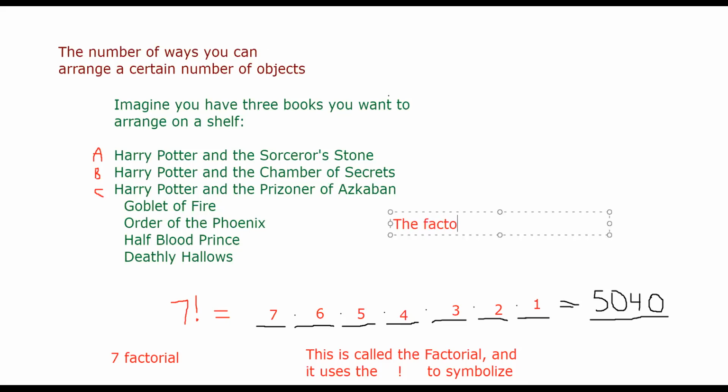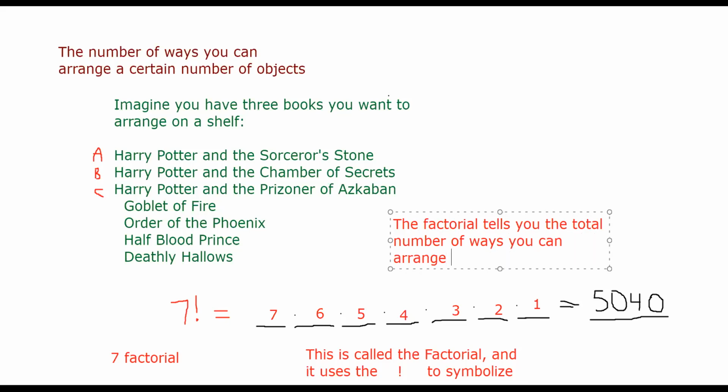The factorial tells you the total number of ways you can arrange n objects. The total number of different ways you could reorder them. And you might not think that's important, but we're going to see probably next class, we're going to see some reasons why that actually is a lot more important than you'd think.